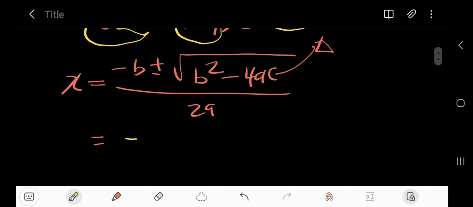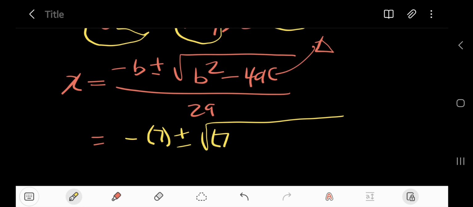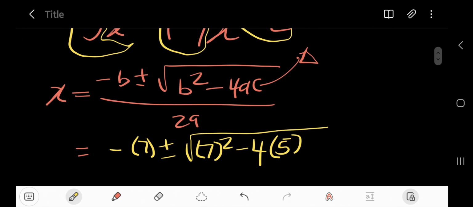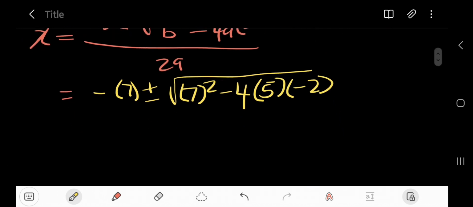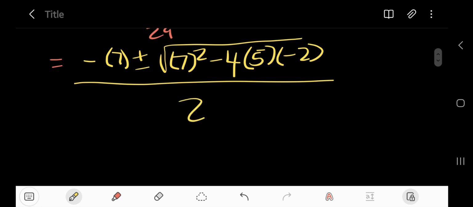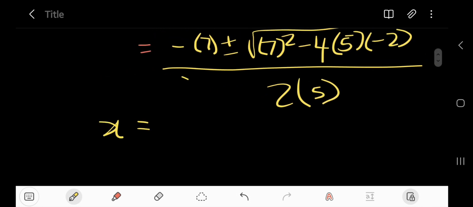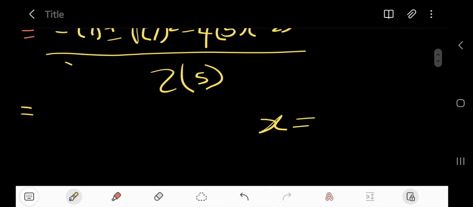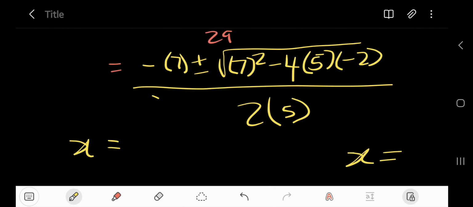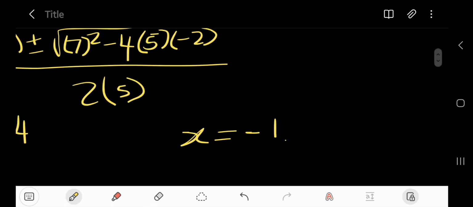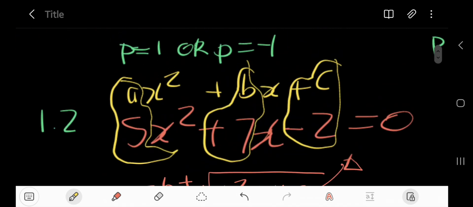So we have minus, in brackets, 7 plus or minus the root of 7 squared minus 4 times a. Our a in this case is 5, and our c is negative 2, and all that over 2 times our a, which is 5. So just punch it in, and you're going to get your first value of x and your second value of x. Let me get my calculator. So x is equal to 0.24, or x is equal to negative 1.64, I believe. So this is what we have there.